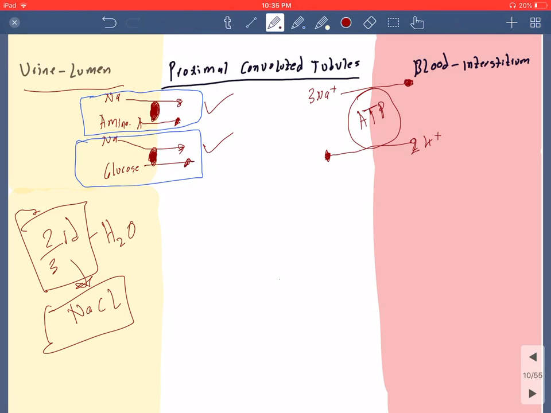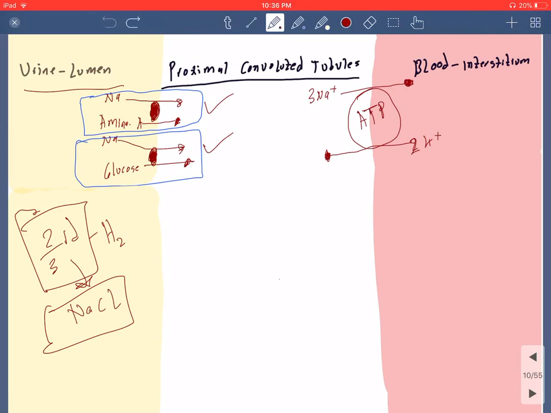So far we've said 100% of amino acid is reabsorbed. We've also said that 100% of glucose is reabsorbed back into the proximal convoluted tubules. And now we're also saying that two-thirds of water is reabsorbed back as well.